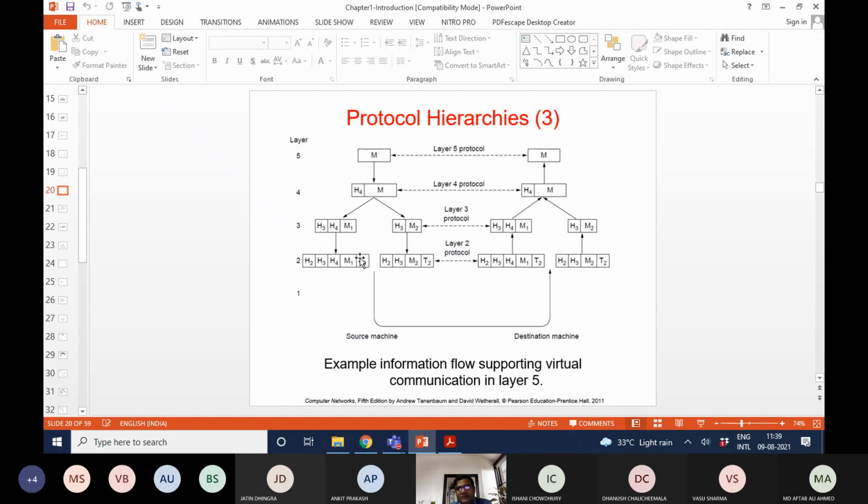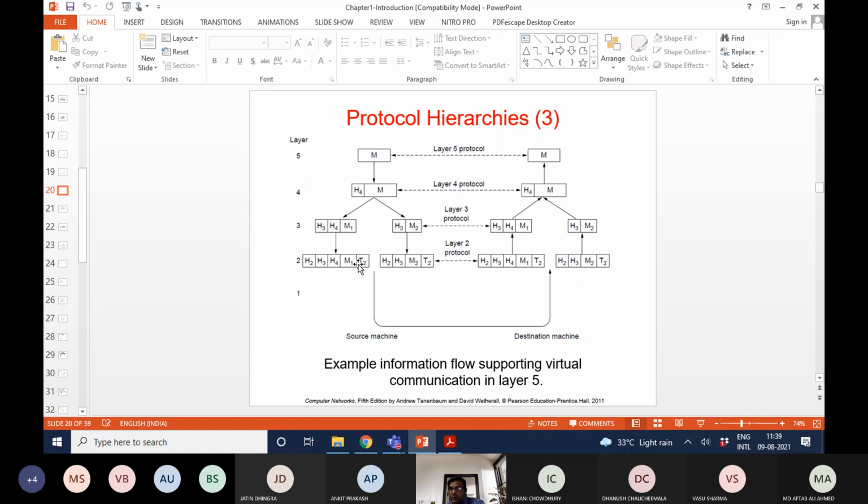Okay, so why is this trailer 2 added? The header is added because it contains more information about that packet. The trailer is added because it contains a lot of information regarding the sender and the receiver, as well as information about whatever errors we get during data transmission. If you get any error, then that error control information or flow control information will be added in the trailer.